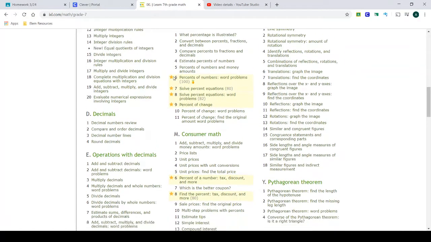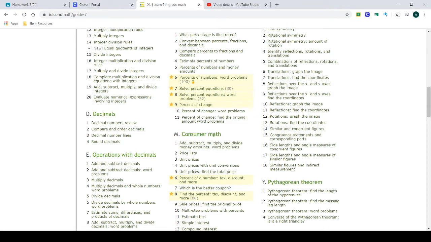Percent number 8, solve percent equations, word problems. This was the homework on March 18th. Janice did it. She got an 82. There's her score. All right. You get the medal when you master it. Mastery, we know, is a 100%. So Janice did this homework assignment, this homework assignment, and this homework assignment. She is missing percent of change.